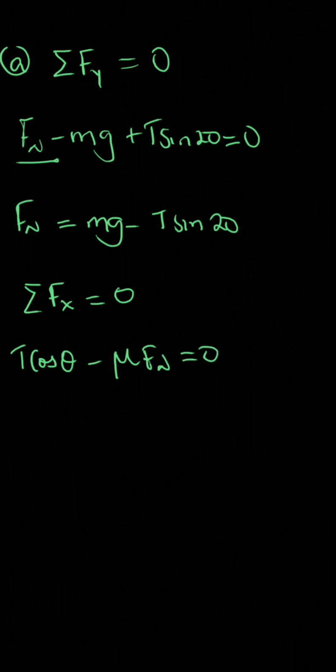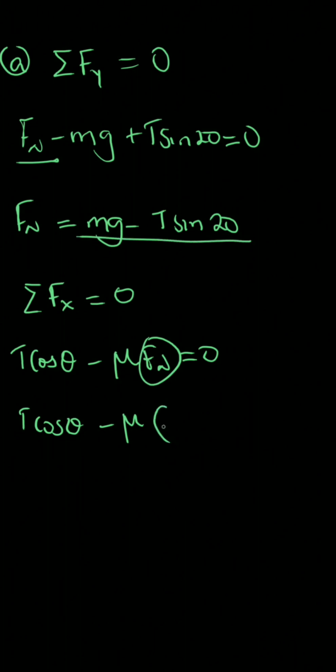This is also set to be equal to 0. Now we'll write as tension cos theta, then we'll write mu. What is the normal force? We'll substitute what we have there in our first equation, which is mg minus T sine 20. This is definitely equal to 0. Now from here, we're going to get T cos theta.